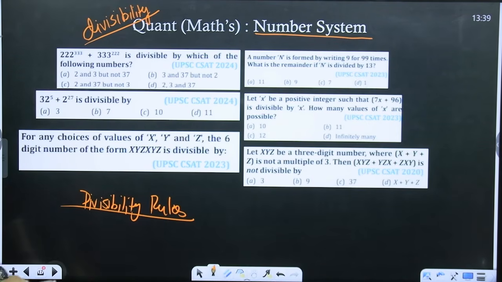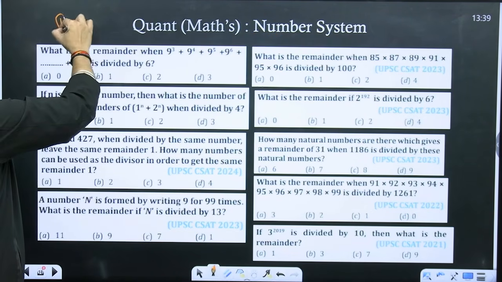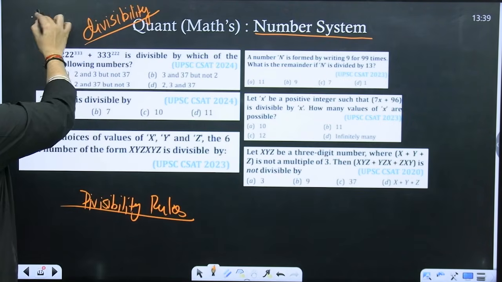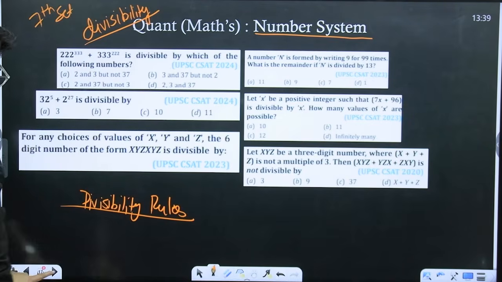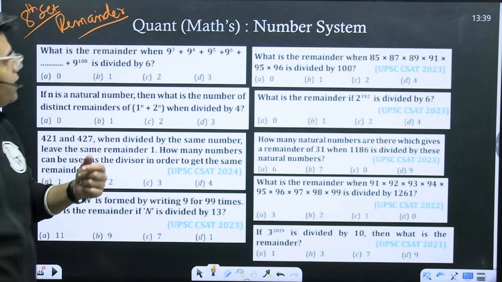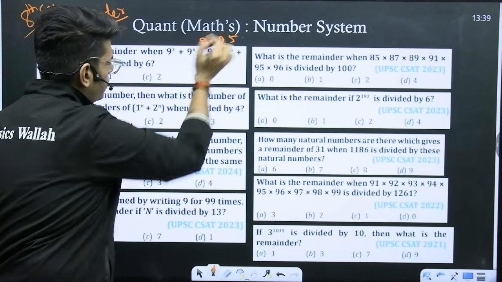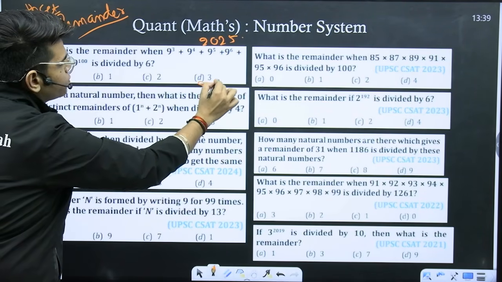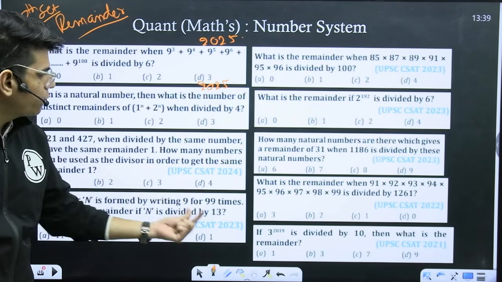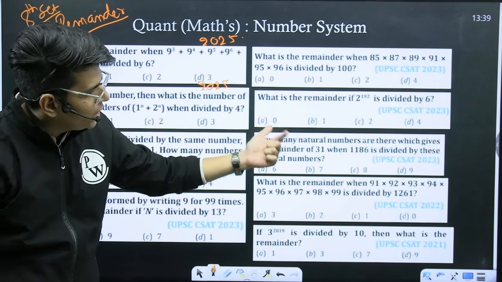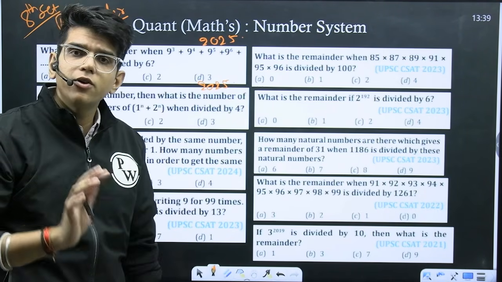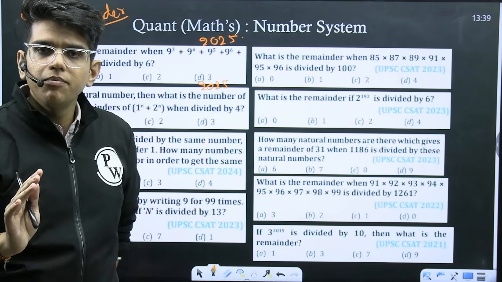Similar to divisibility, if you see remainder, right? This was our 7th set of questions. Okay, this is our 8th set of questions. If you see remainder every year, this is 2025. We have two questions from remainder in 2025. Then we had a question from remainder in 24, 23, 23, 23, 23, 22, 21. Almost every year you are getting 2 questions from remainder only, a subset of number system, right?